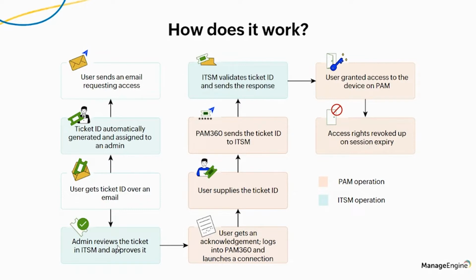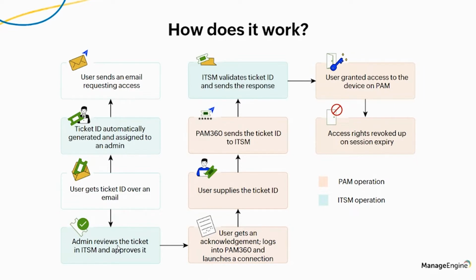So when the user tries to launch a remote session into the Linux machine, PAM is going to talk to your ITSM and get all these criteria validated. It is going to check if the ticket is open, if the ticket is assigned to the same person who has raised a ticket in the first place, because PAM knows who this user is, because the users log into PAM using their own Active Directory or Azure AD credentials with MFA.